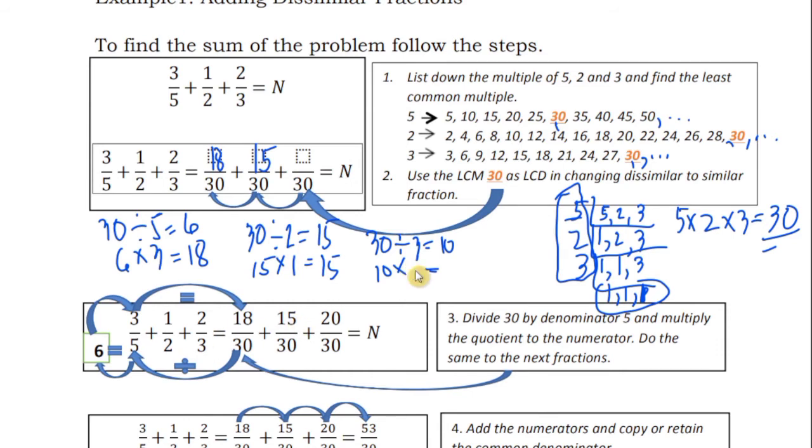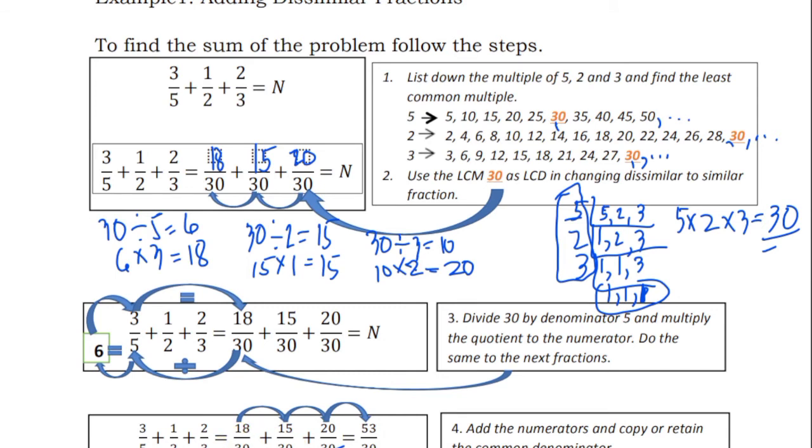10 times 2, and we have the old numerator, so we have here 20, so that is why the new numerator that we have now is 20. So as you can see, the explanation of this, the 3/5 is 18/30, then the 1/2 is 15/30, then the 2/3 is 20/30. Then in working with the addition of fractions, we could only add the fractions provided that they have the same denominator.